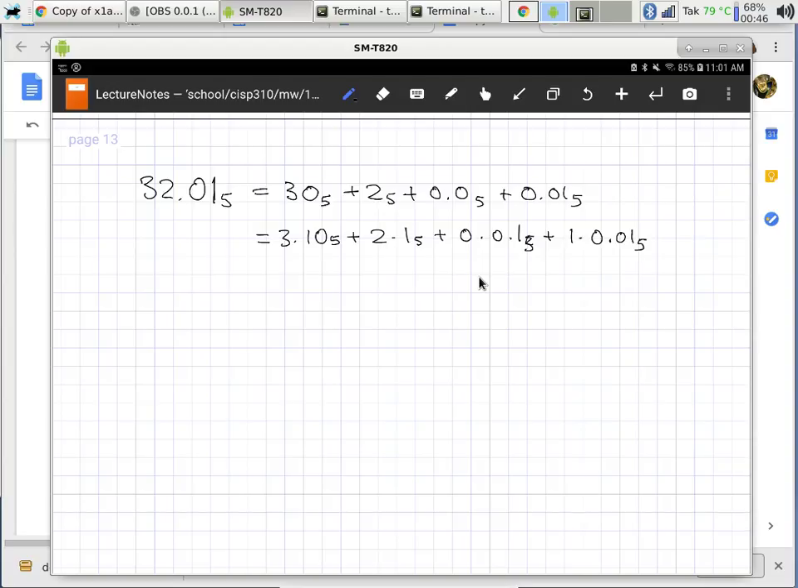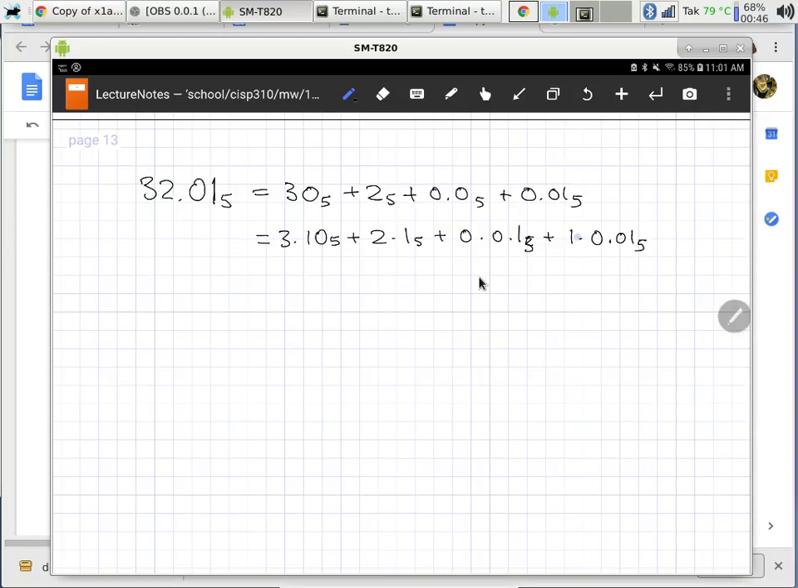Say that one more time? No, that's right, 1 times 0.01. So okay, let me clarify which point is actually multiplication. That's multiplication. Okay. So now I can say, oh, this is 3 times 5 to the power of 1.